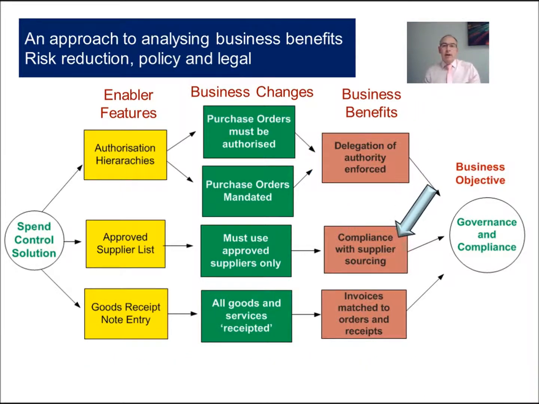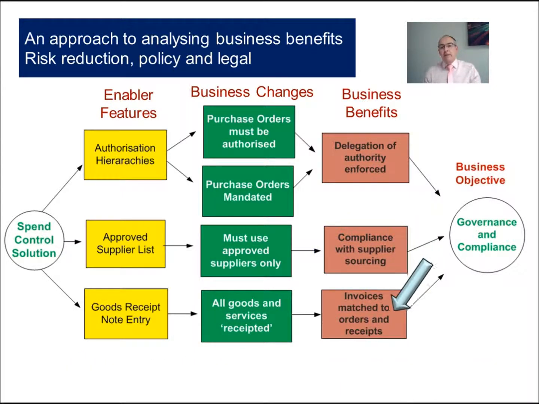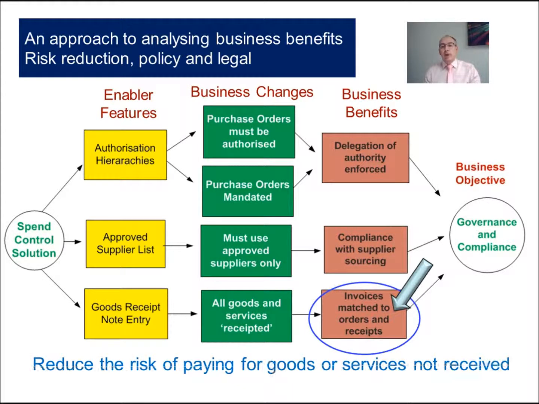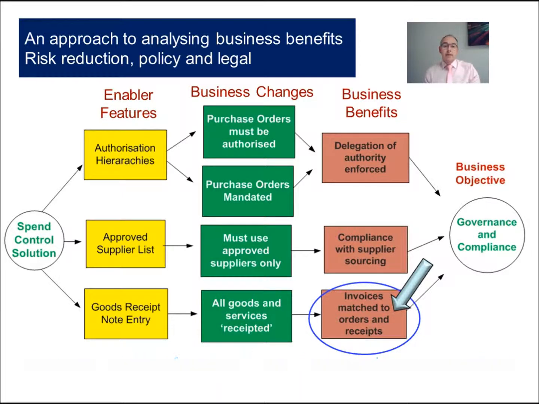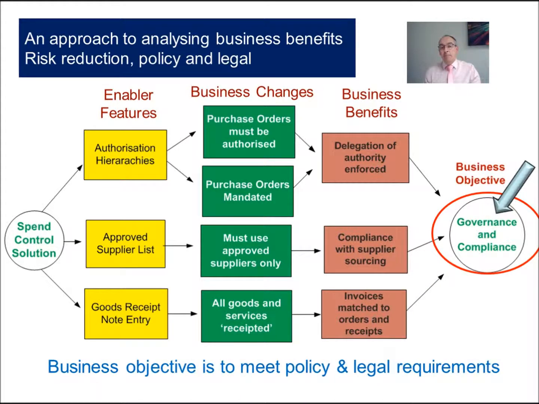The second one related to compliance with supplier sourcing. You may be contractually required or legally required to use particular suppliers. And the third one related to goods receipting and purchase orders. So you're only actually paying for what you've received. Now again, this is a risk reduction benefit, but also you might consider that it's a financial saving because you're not paying out for something that you've never had. The final part of this links through to governance and compliance. And these are policy benefits. The organisation has set a policy, it has a governance infrastructure in place, and it must meet this.